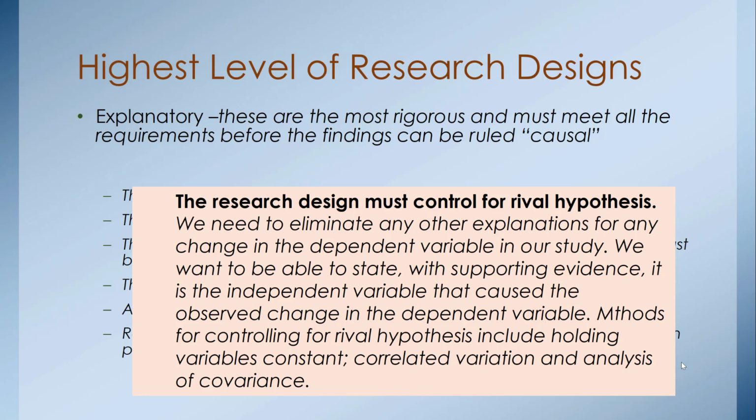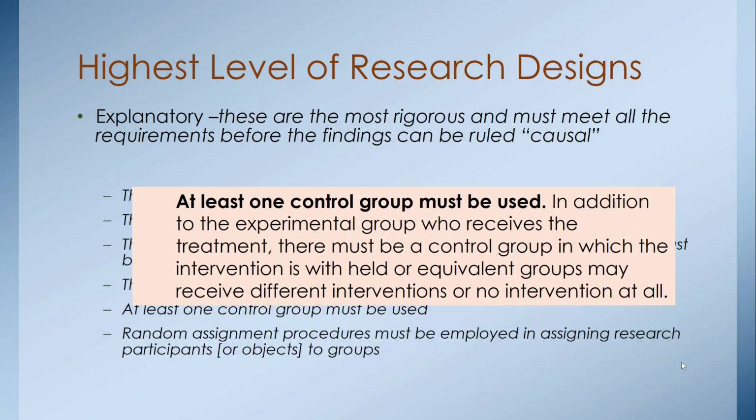I think the book gave a really good example of this, so I encourage you to read that. Read it a couple of times if you need to, so you can have an understanding of what that means to hold variables constant. You must have at least one control group when you're doing explanatory level research.